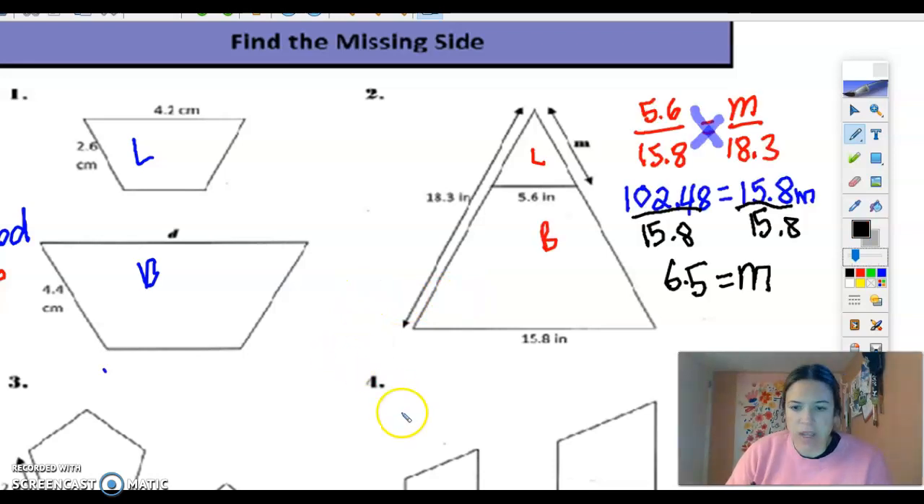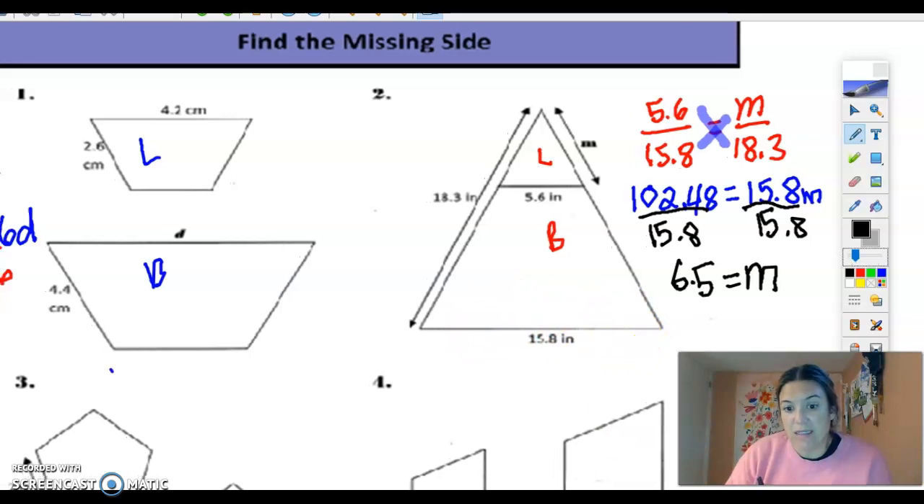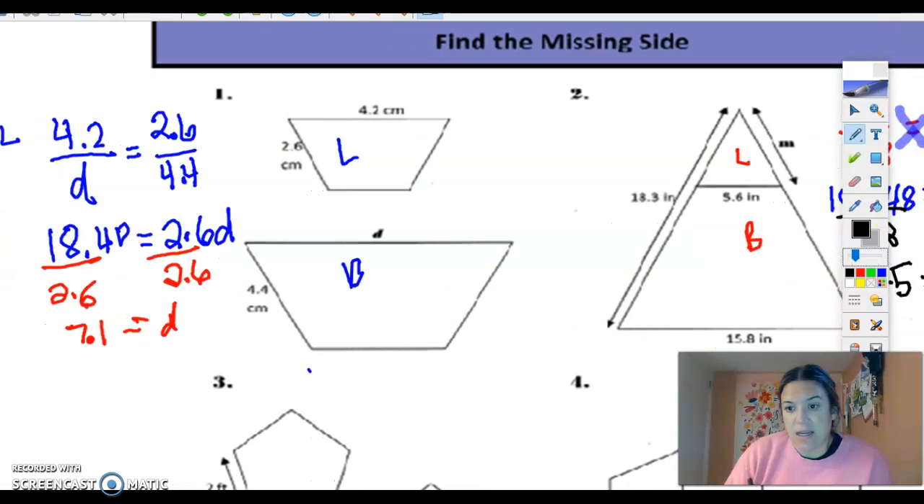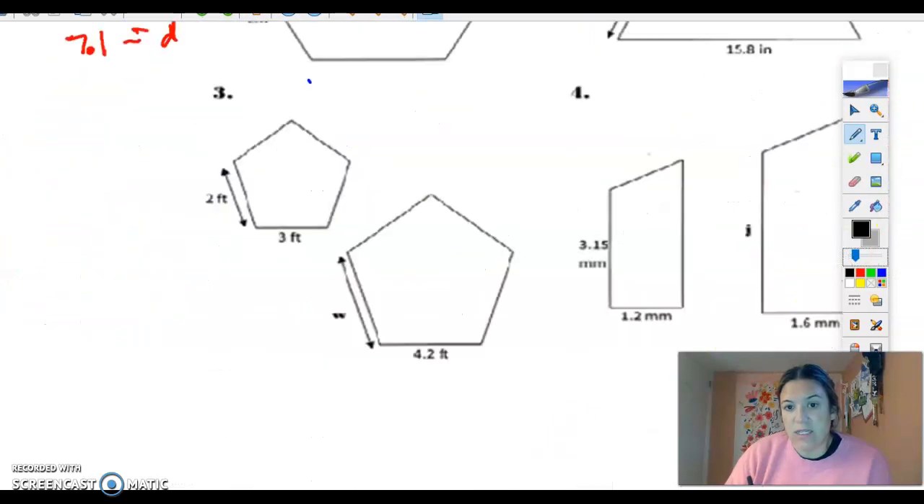Okay guys, so how did you do? After you cross multiply and divide by 15.8, you should have gotten about 6.5. I think it was 6.48 something. So 6.5 is the length of that missing side because those two triangles are similar to each other. Notice that 15.6 goes with the 5.6 goes with the 15.8. All right, let's try number 3. Pause here again, try the work on your own, and then come back and see if you got it right.